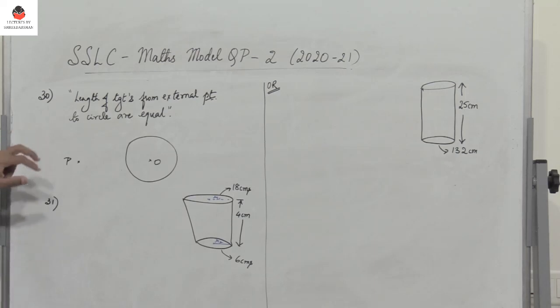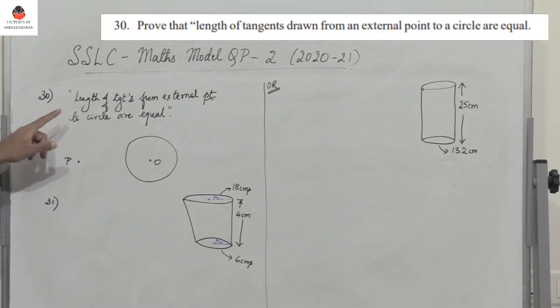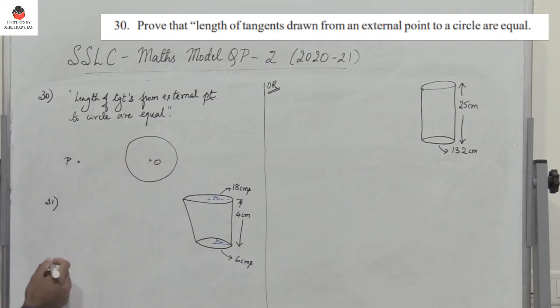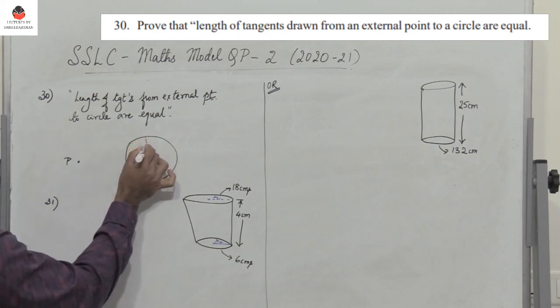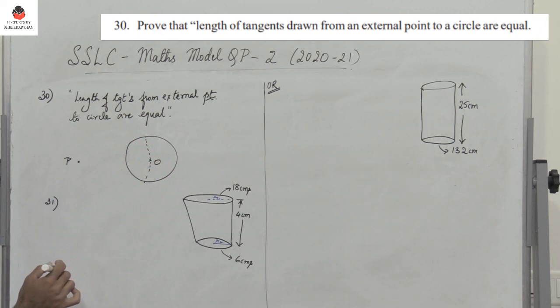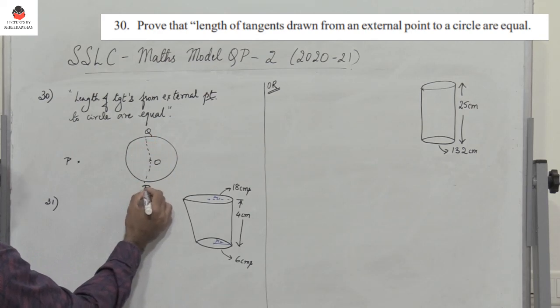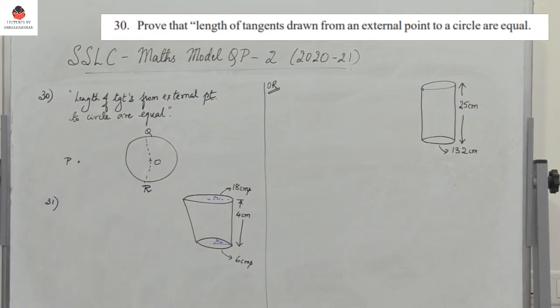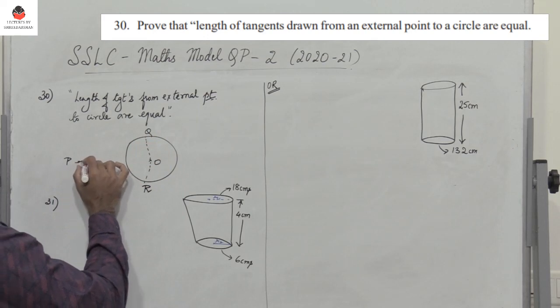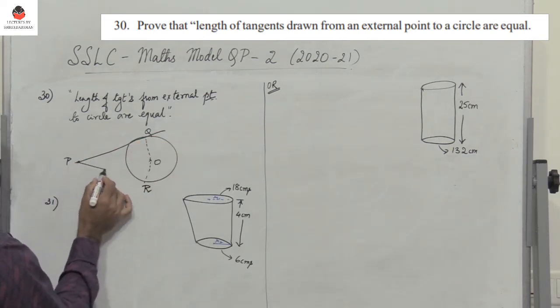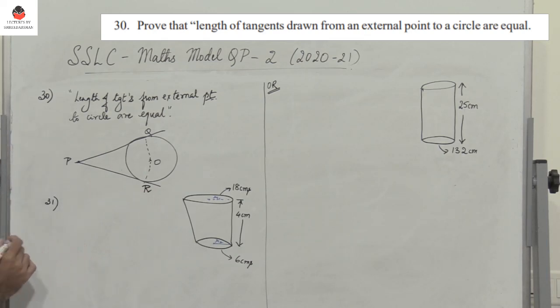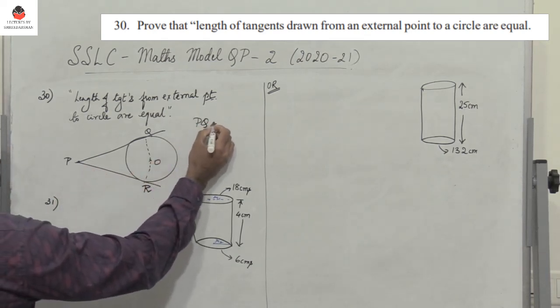Next we have problem 30, which is a proof. So prove that the length of the tangents from the external point to a circle are equal. So now if I consider a circle with center O and I consider an external point P. Now let me draw two radii. So I have OQ, which is a radius, and OR, which is another radius. I draw tangents from point P to point Q and to point R. Now we have to prove that PQ is equal to PR.